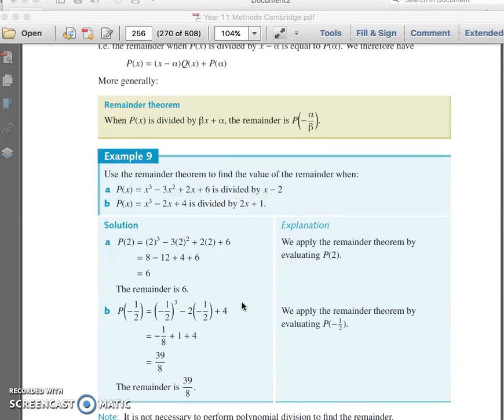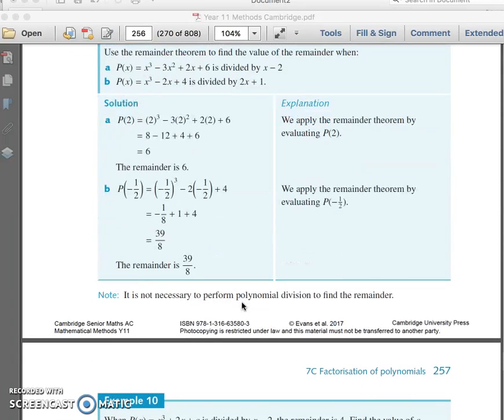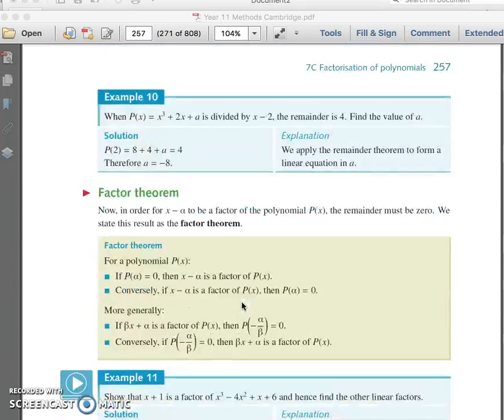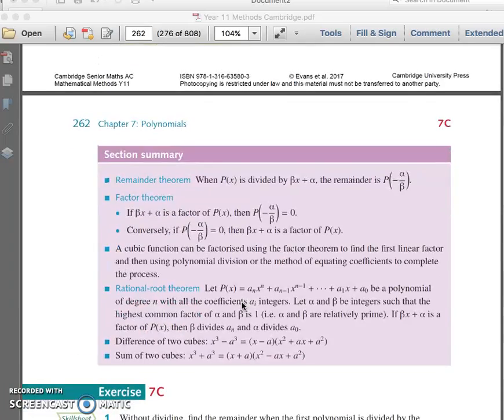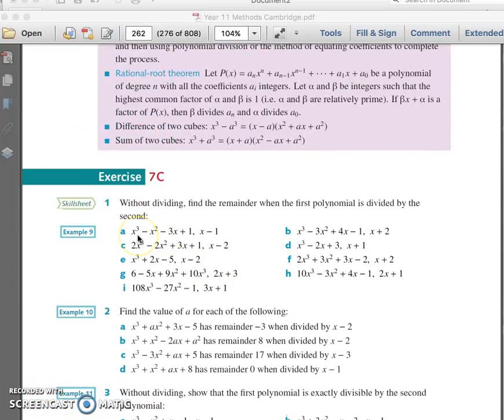So, skipping a bit of that jargon, in question 1, all you are going to do is practice that process. If you have x take 1, and you substitute in 1 wherever there is an x, you will get the remainder of what it would be to divide by x take 1.